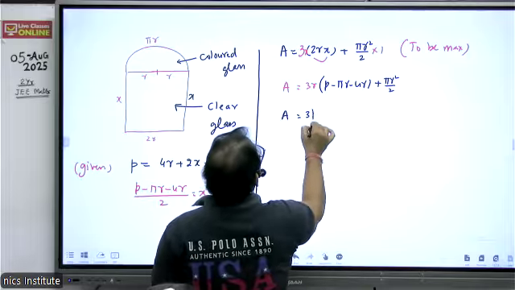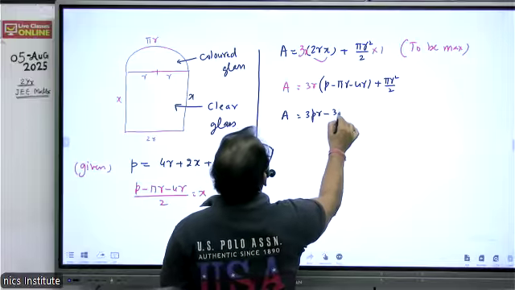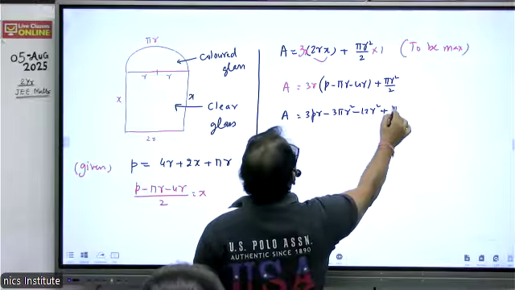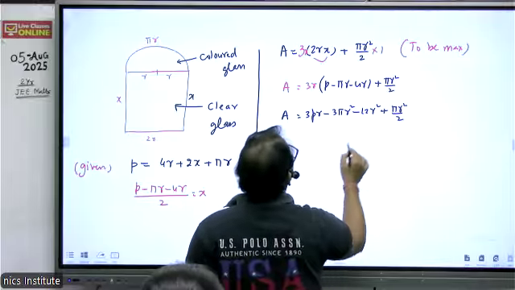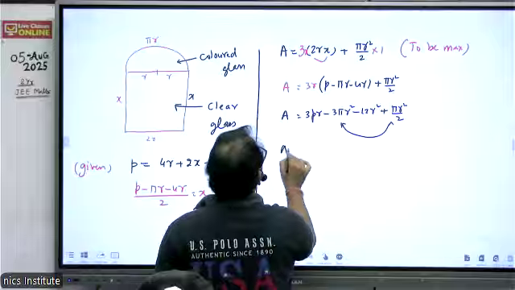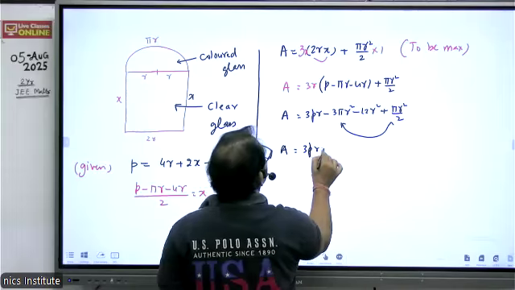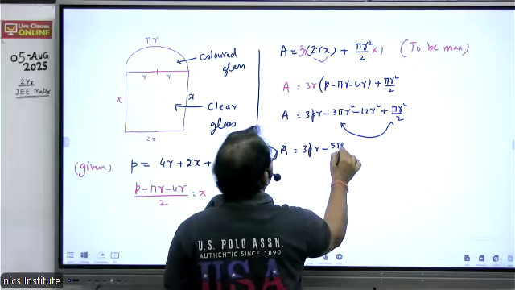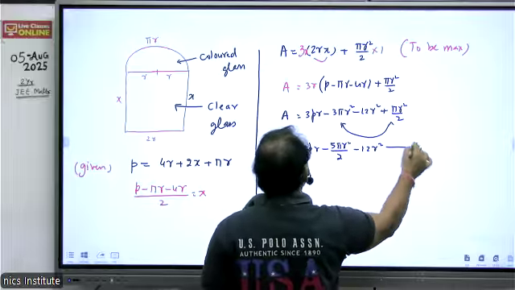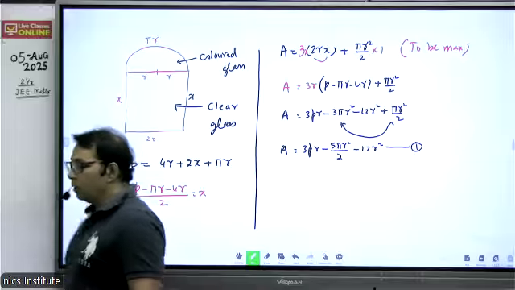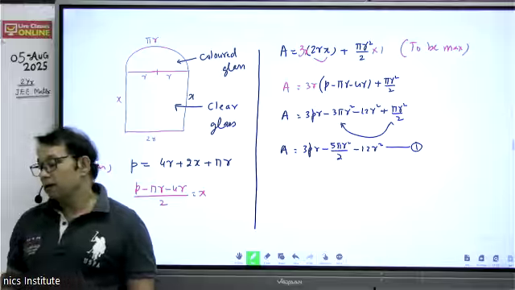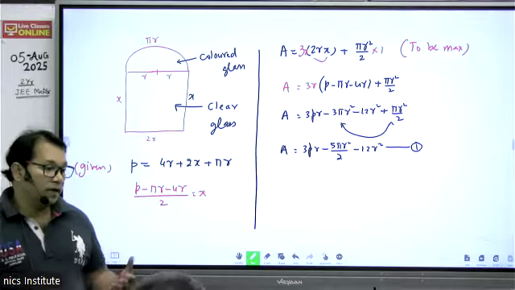Open it. 3pr minus 3 pi r square minus 12r square plus pi r square by 2. These two can club together. So the function is 3pr minus 5 pi r square by 2 minus 12r square. So now we have the function to be maximized in only one variable. So differentiate this with respect to r, find x and r, and find the ratio of the two.